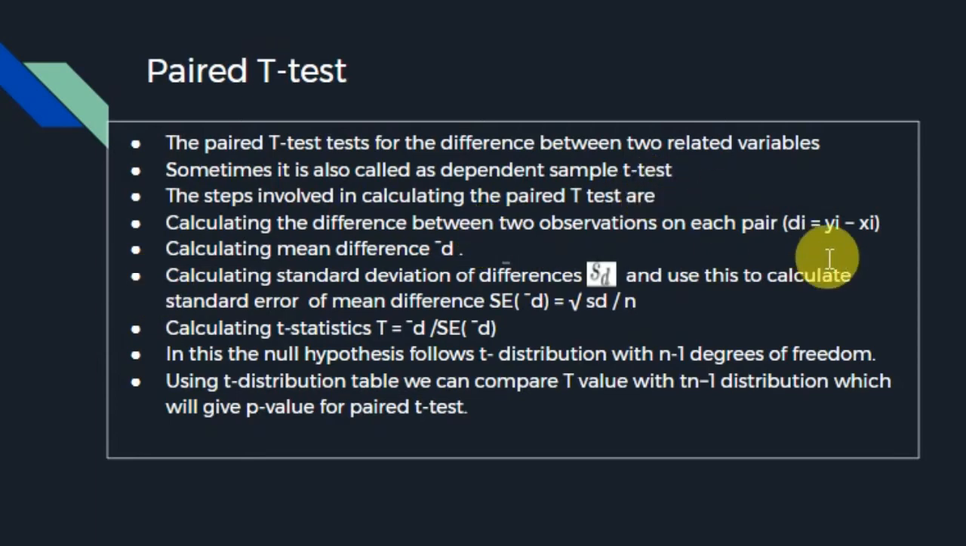Initially we will be finding the difference between each pair and we will be finding the mean difference of them. Then we will be calculating the standard error by using the standard deviation, which helps us to find out the t statistic using the mean difference and the standard error. Here we will be comparing this value with the t distribution table to know the p value, which will help us to draw the conclusions.